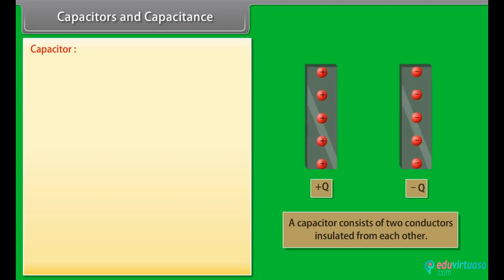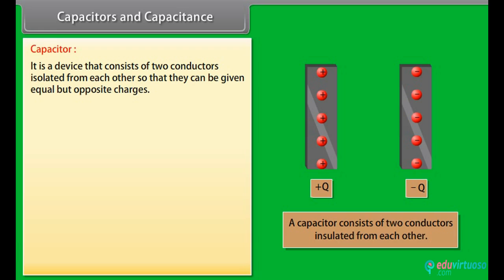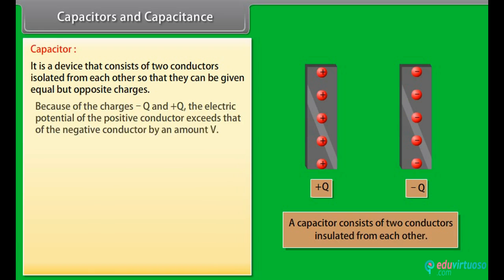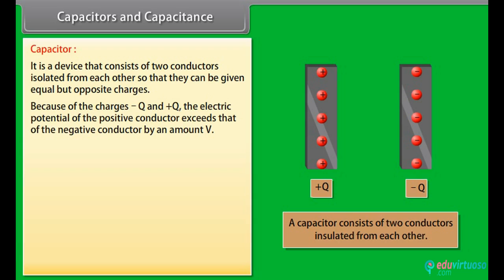p. Capacitors and capacitance. Capacitor. It is a device that consists of two conductors isolated from each other so that they can be given equal but opposite charges. Because of the charges minus Q and plus Q, the electric potential of the positive conductor exceeds that of the negative conductor by an amount V.